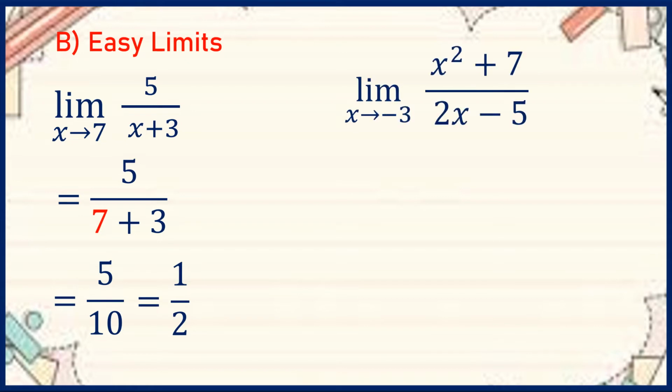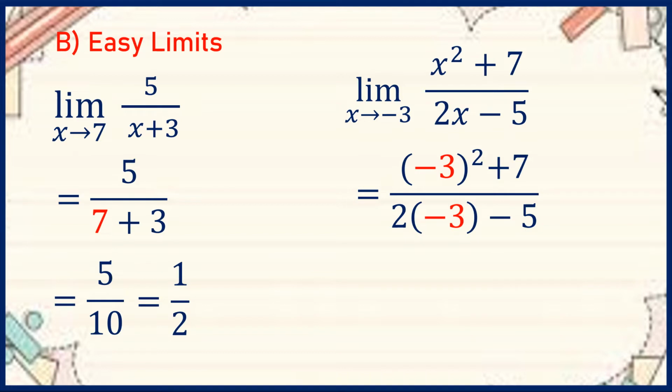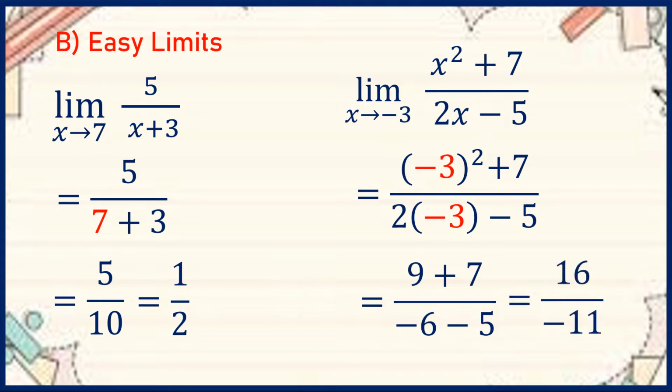Then let us have another one. Limit of x squared plus 7 over 2x minus 5 as x approaches negative 3. From here, we are going to substitute the value of x, which is equal to negative 3. Simplifying further, we get 9 plus 7 over negative 6 minus 5. And what is negative 6 minus 5? Correct, it will be equal to negative 11. So in rewriting this one, we get negative 16 over 11.